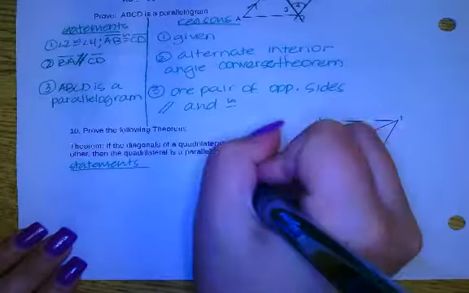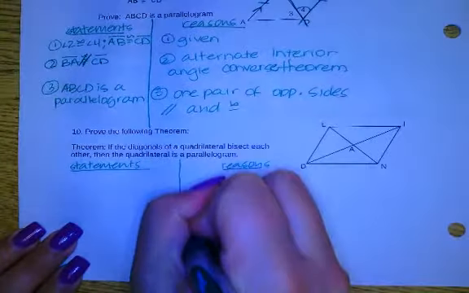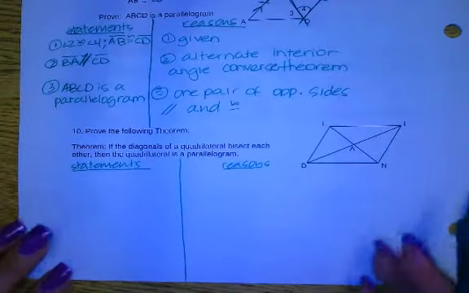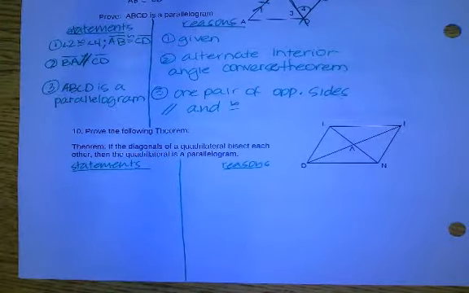Alright, this one will be interesting. Okay, for number 10, we are proving the following theorem, or property, that states that if diagonals of a quadrilateral bisect each other, then the quadrilateral is a parallelogram. So we are proving number 4. Okay, so we're not going to be using our parallelogram things to get there. We're going to have to use other methods to prove it's a parallelogram.